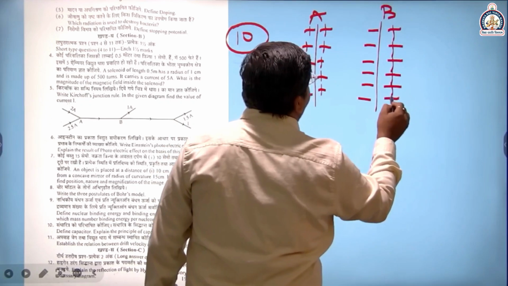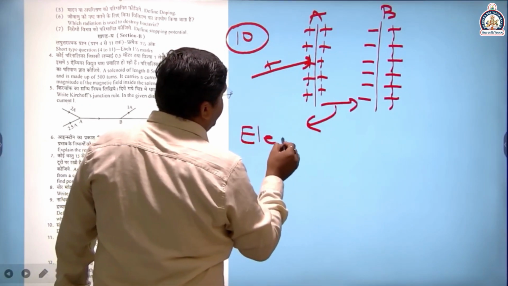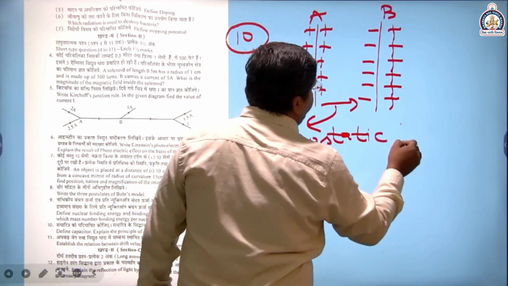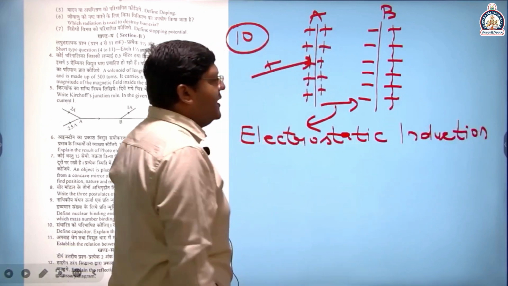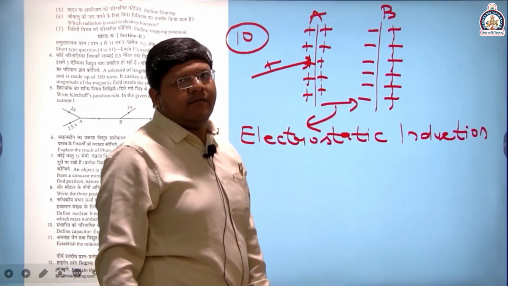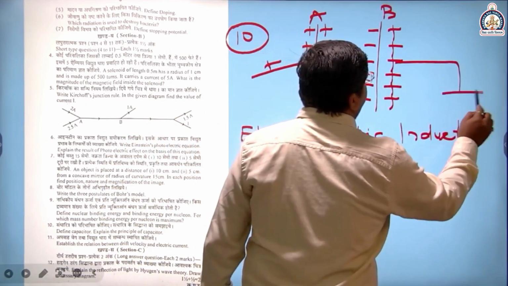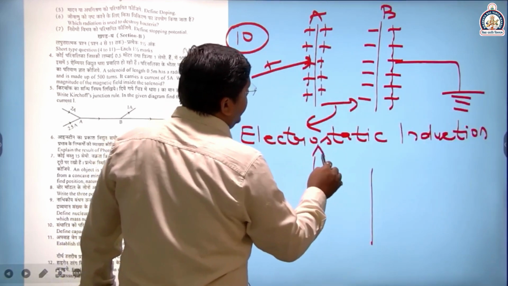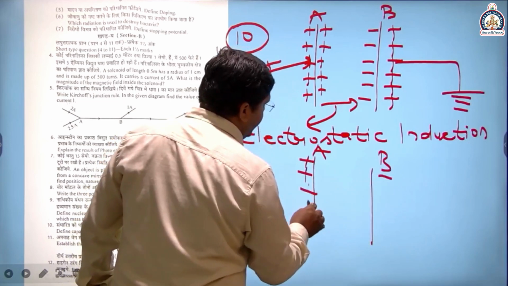This phenomenon, as you all know, is electrostatic induction, in which charges of opposite polarity are developed on the nearby plate. Now we ground this positive charge to earth, so the remaining structure may be A plate and B plate. It has positive polarity, it has negative polarity.